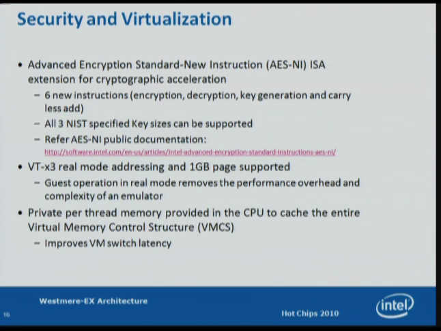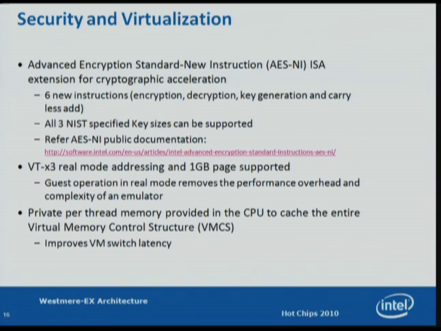Quickly touch upon security and virtualization. On the security front, my colleague who's going to present the next talk will likely go into some more details on this. The code that we leverage has 6 new instructions. It extends the ISA, we call it the AES NI set, primarily for cryptographic acceleration, right? It accelerates encryption, decryption, key generation, and carryless add. A lot of literature exists in the public domain, so you can use this link to learn about what these instructions do.